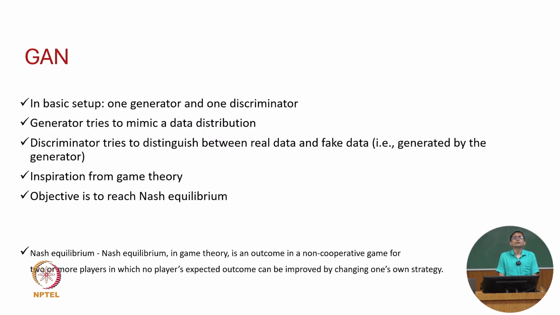So we have so far seen some motivating examples which helped us to understand the two components of GAN, that is a generator and a discriminator. What is happening here? The generator is trying to mimic a data distribution, and at the same time the discriminator is trying to distinguish between the real data and the fake or synthetic data, that is the data that has been generated by the generator. This is inspired from game theory.